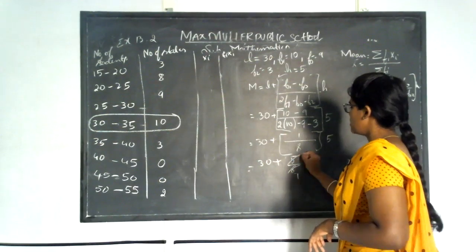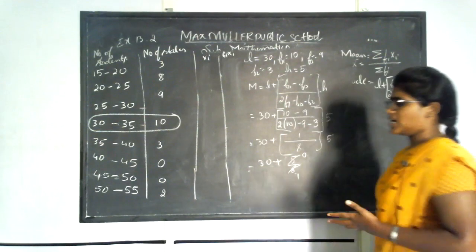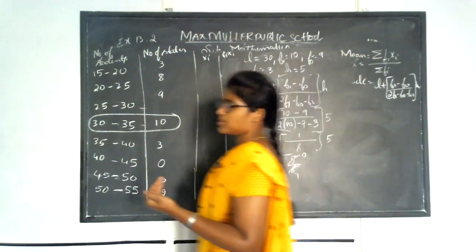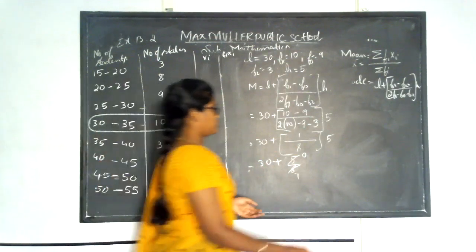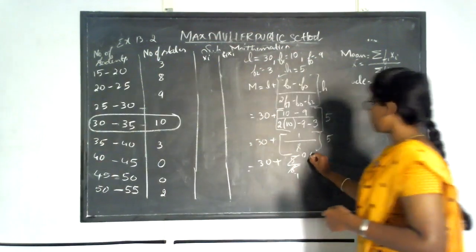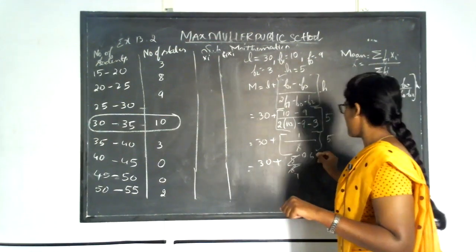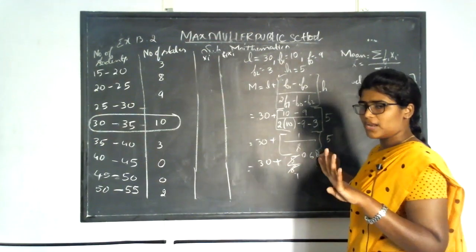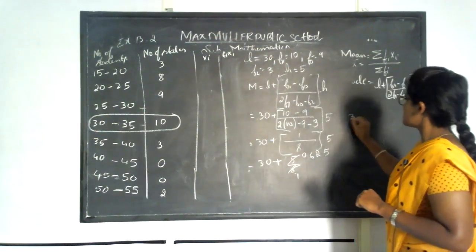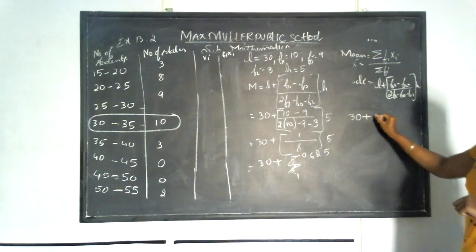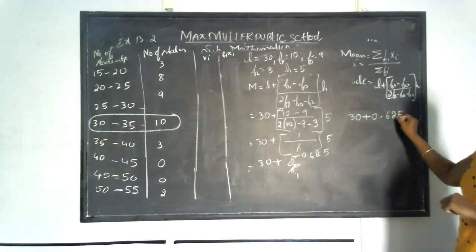8 ones are 8, if I keep the point, it becomes 50. 8 sixes are 48. You will be left out with 2. If you put point, it becomes 20. 8 twos are 16. 4 will be left out. 8 fives are 40. So how much you will get? It is 30 plus 0.625.